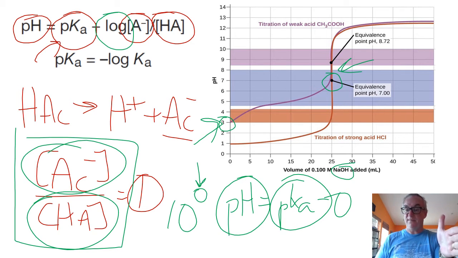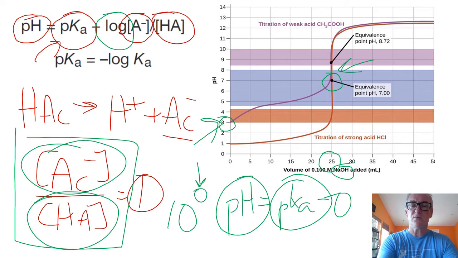Because at the beginning, it's 0. At the end, it's 1. Halfway between should be about 0.5. So each concentration should be the same, halfway in between. Well, if the titration is over at 25 mils, halfway in between is 12.5.